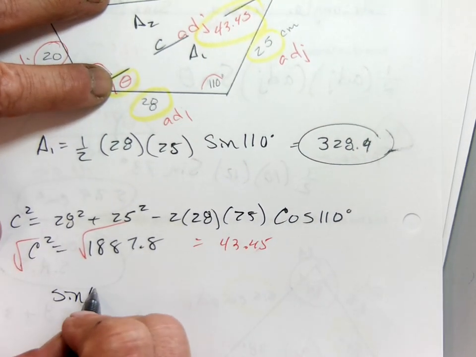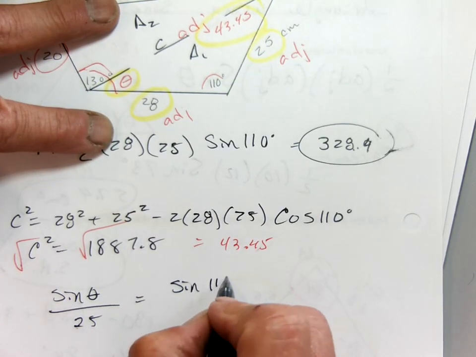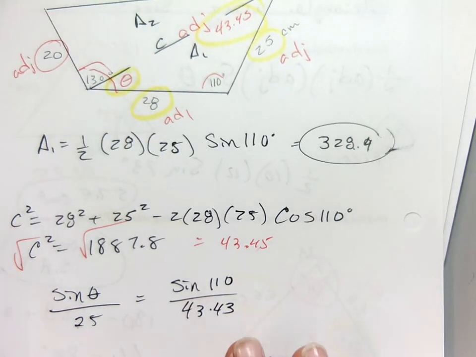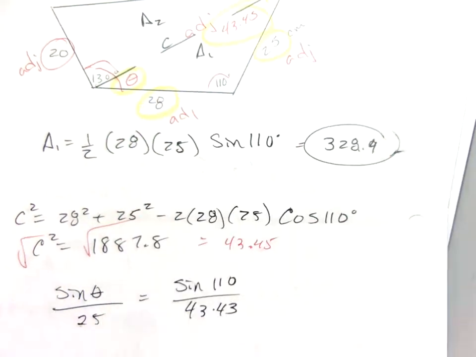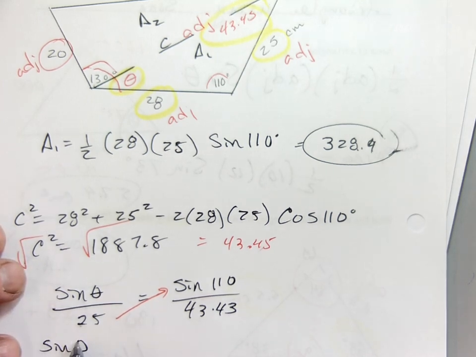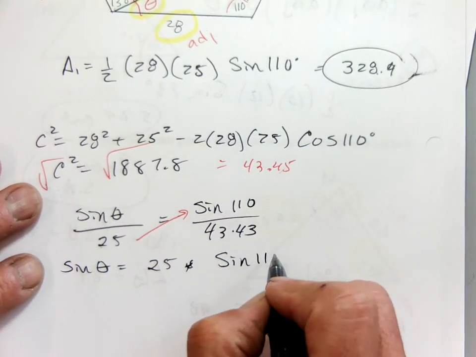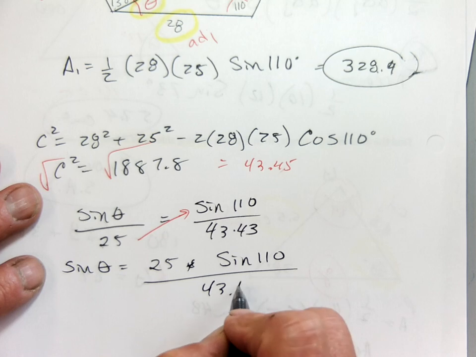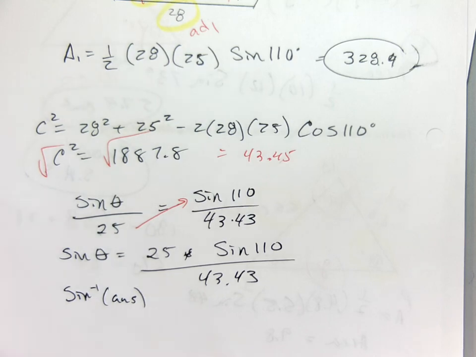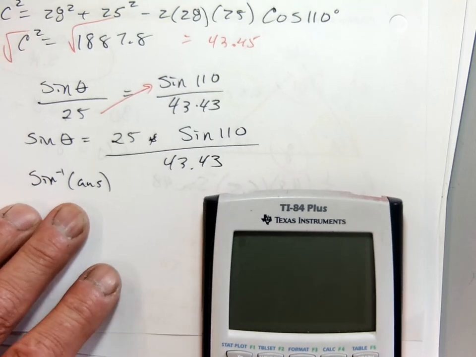So sine of theta over 25 is equal to sine of 110 over 43.43. Okay, so I set up my law of sines because I want that angle. Opposites, opposites. I'll multiply by the 25. I'll get sine of theta is equal to the 25 times the sine of 110 all over 43.43. And of course I'll sine inverse that answer. Okay, again, you can pause this if it gets going too fast. I'm going kind of fast because it won't take it recording, right?